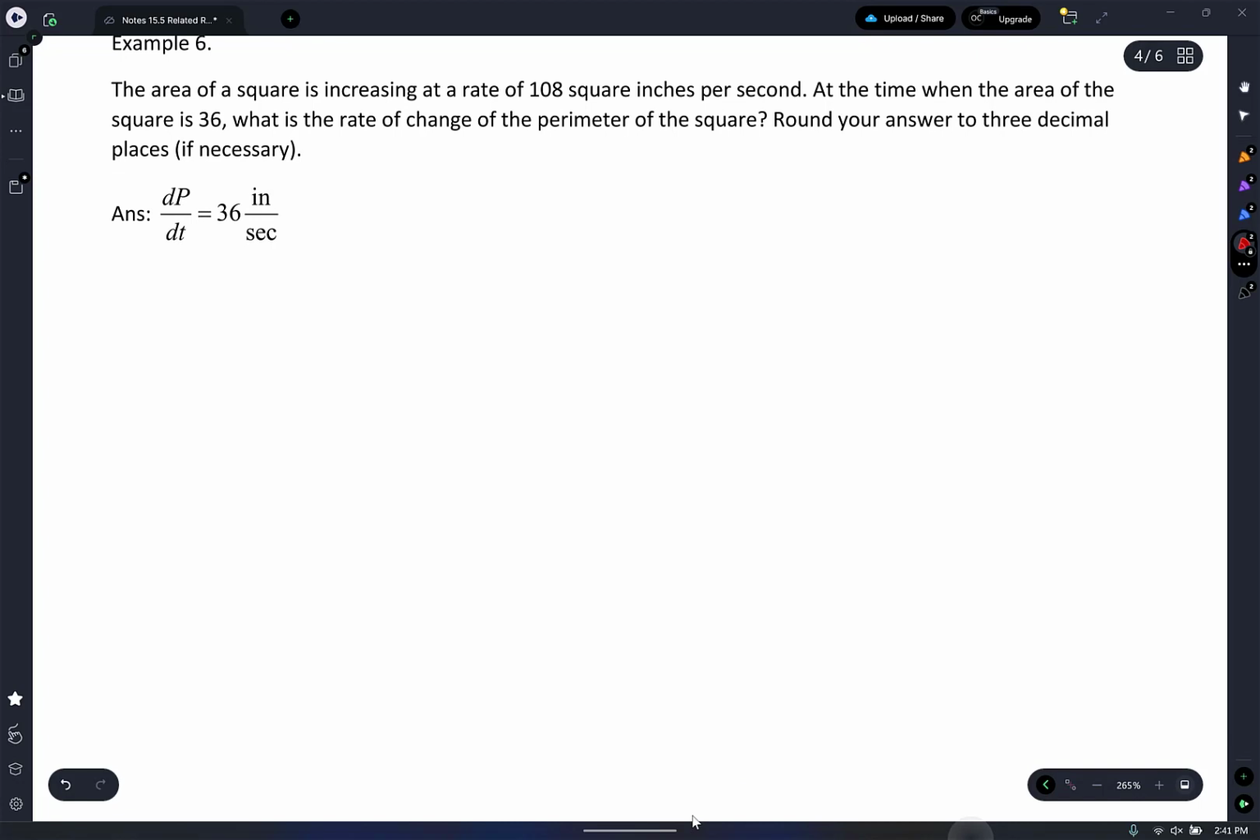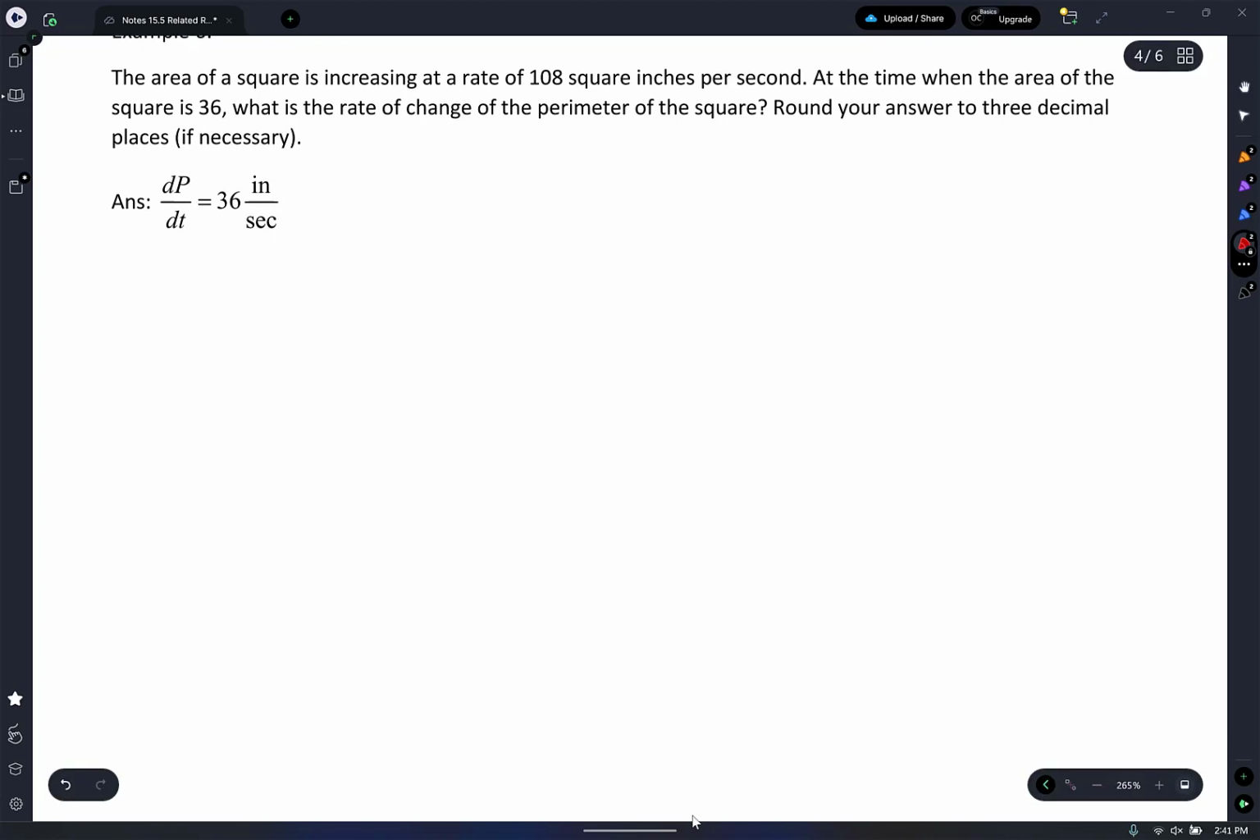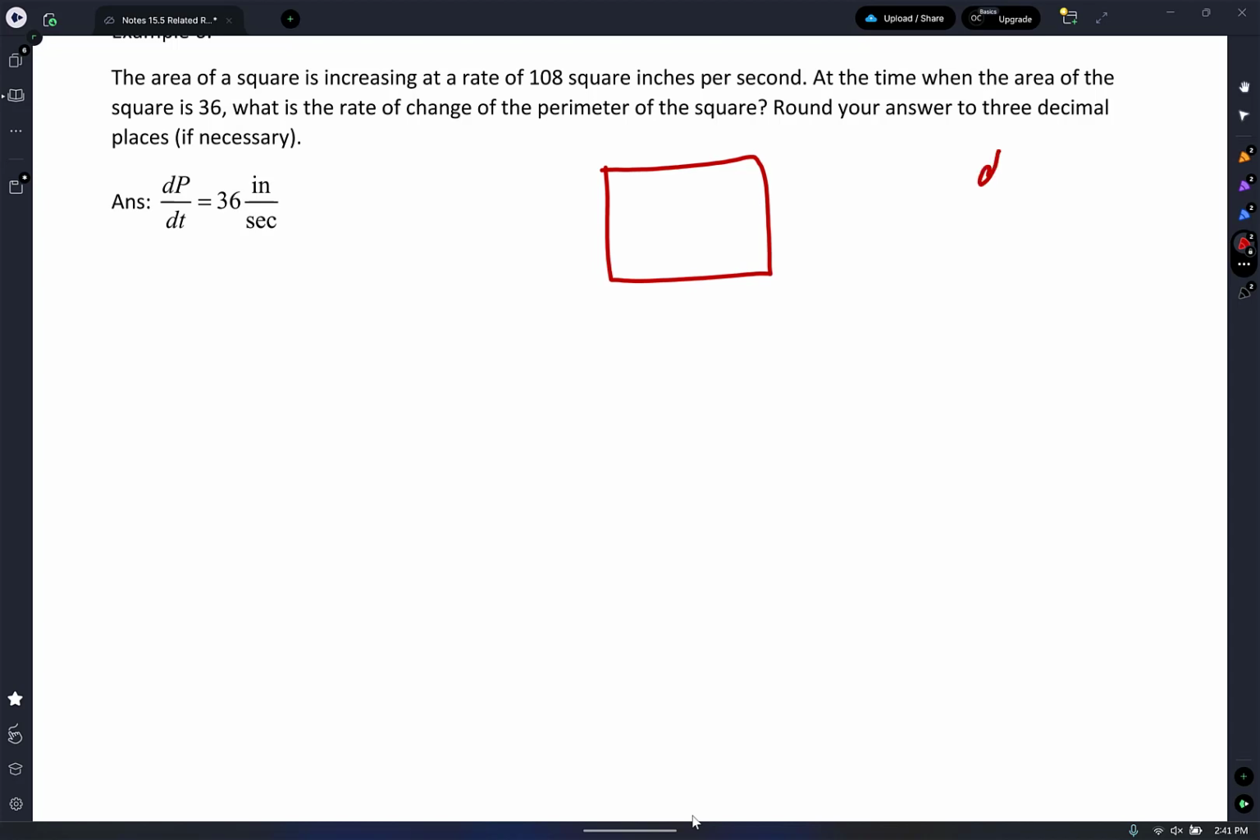The area of a square is increasing at a rate of 108 square inches per second. So I have a square, and it looks like it's getting bigger. So dA dt is equal to 108 square inches per second. At the time when the area of the square is 36 inches, so that's A equals 36, what is the rate of change of the perimeter of the square? Okay, so they want dP dt.